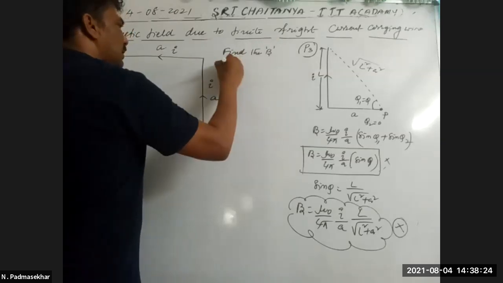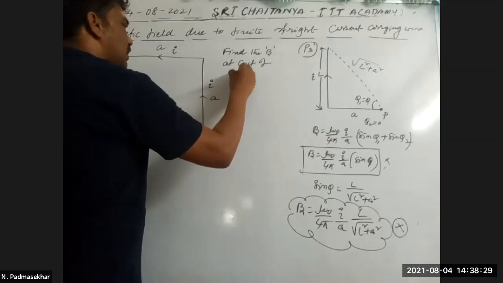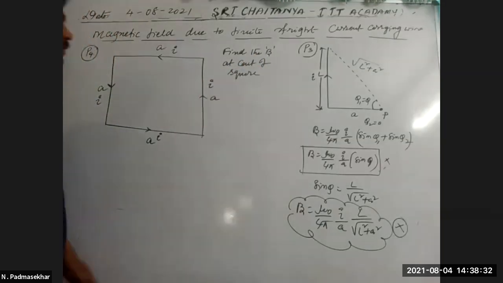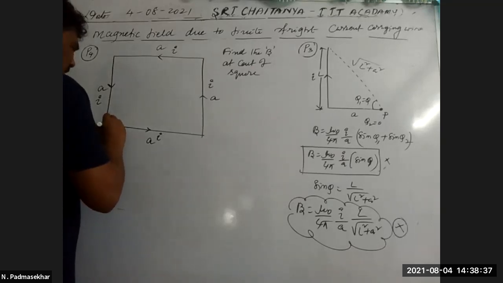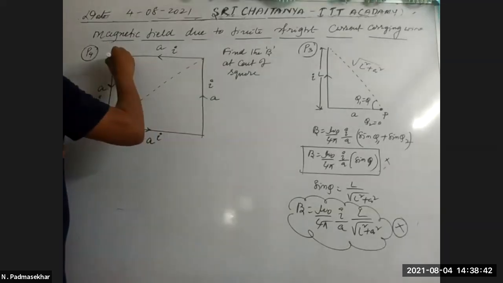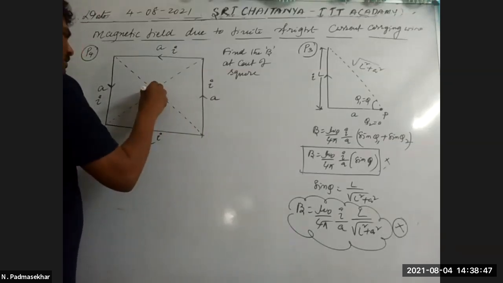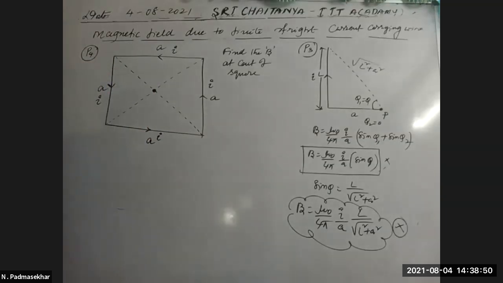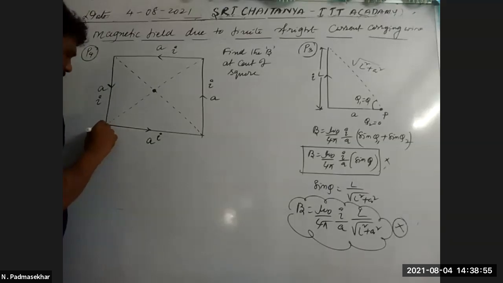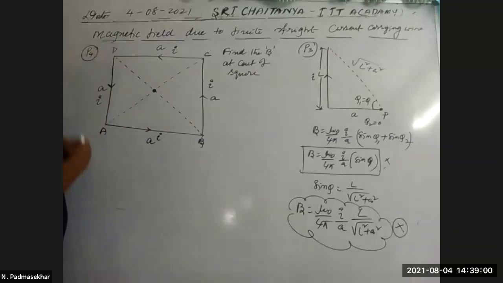Find B at the center of the square. Find the magnetic field at the center of the square. Center means, see, there are diagonals, so the point of intersection of the diagonals. At this place, I want to find out the magnetic field. Suppose this is A, B, C, and D.